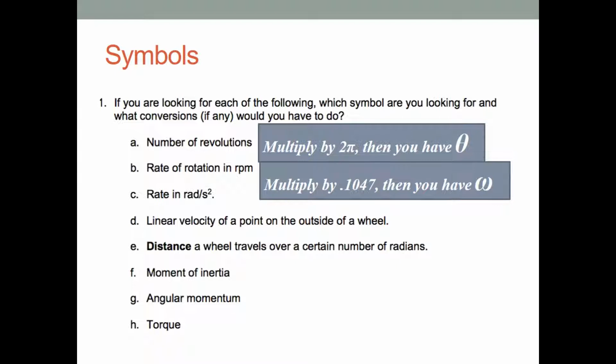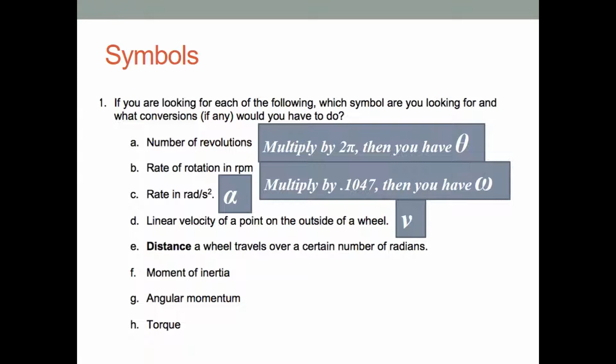Chris, what's the symbol? Radians per second squared is alpha, the one that looks like a fish. Linear velocity of a point on the outside of a wheel. Gianni, what do you think? Meters per second. What symbol though? What symbol on the equation? V. Yep. Linear velocity. Just remember, linear terms are just regular letters. So V.